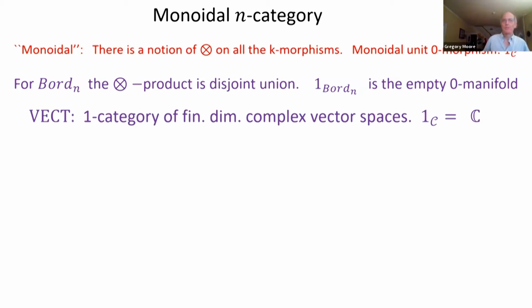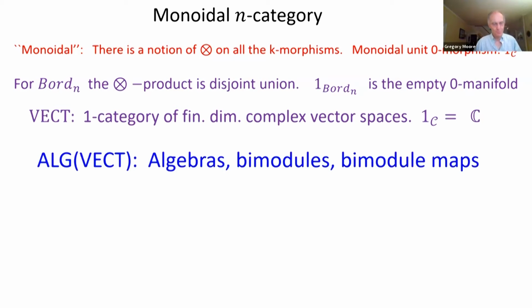So an example of a monoidal category is the one category Vect of finite dimensional complex vector spaces. Usual tensor product is the monoidal structure. The unit is the one-dimensional complex vector space.